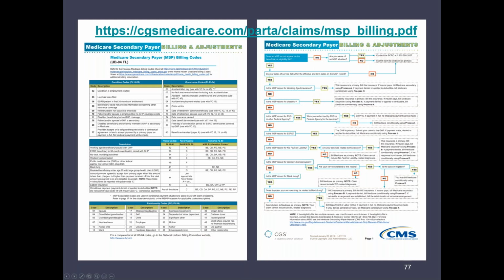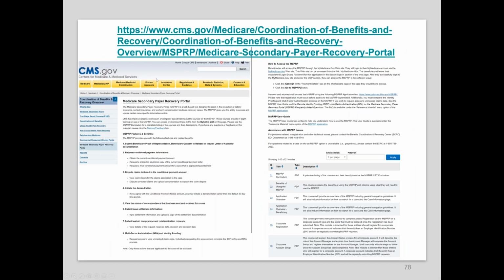It's got your condition codes, your occurrence codes over here, your value codes, and how you use those. And then it has this sort of decision tree on whether a patient is Medicare secondary or primary, and goes through that. It also has the BCRC number on here, the Benefits Coordination and Recovery Center. There's the phone number if you have to call and provide them with information or ask them questions. And then here is the Coordination of Benefits and Recovery module that's in Medicare CMS right now. If you want to go into this Medicare payer recovery portal, here is how you can enter that. If you just click here, that will take you to it as well.